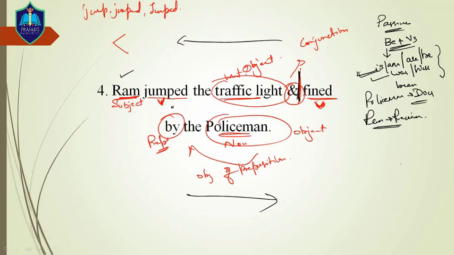So Ram jumped the traffic light and fined by the policeman. So it is something that happened in the past. So it is in the past and that's why we have to use was or were. If it is singular, use was. If it is plural, use were. So we are talking about Ram and we can use the singular, that is was. So, was fined by the policeman. So now the statement is perfect. So let's move on to the next slide.